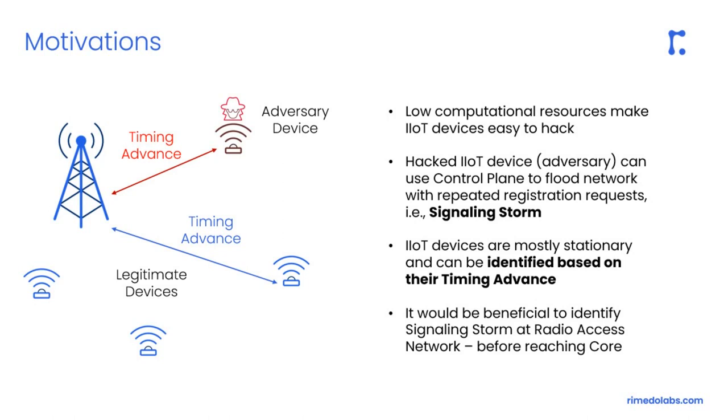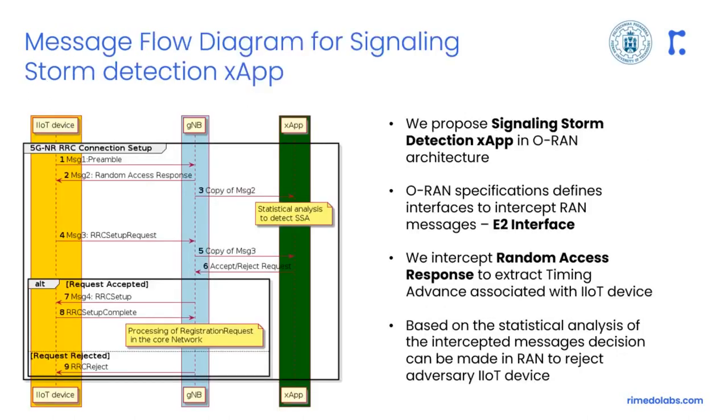This can be hard to achieve in state-of-the-art mobile networks, where both hardware and software are provided typically by a single vendor with only a limited possibility of affecting their configuration. In this paper, we propose a signaling storm detection XApp to detect abnormal activity of IIoT devices at the beginning of their registration procedure. The XApp is deployed within the Open RAN architecture.